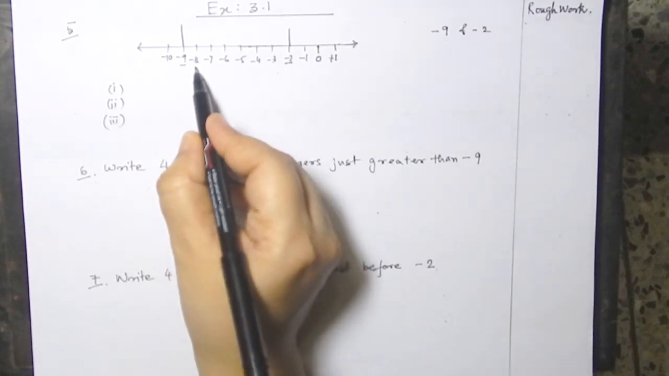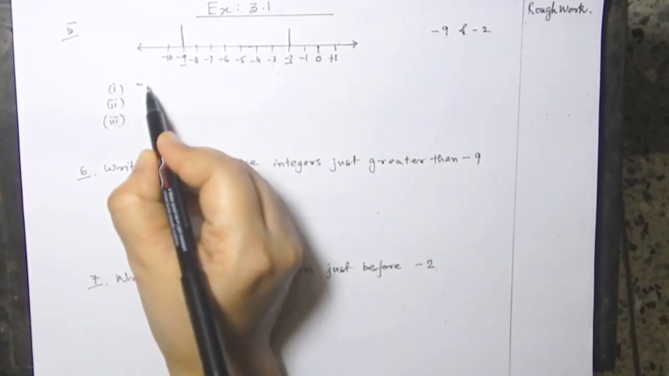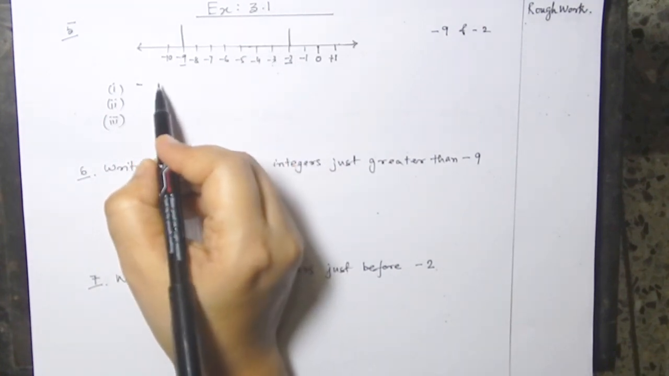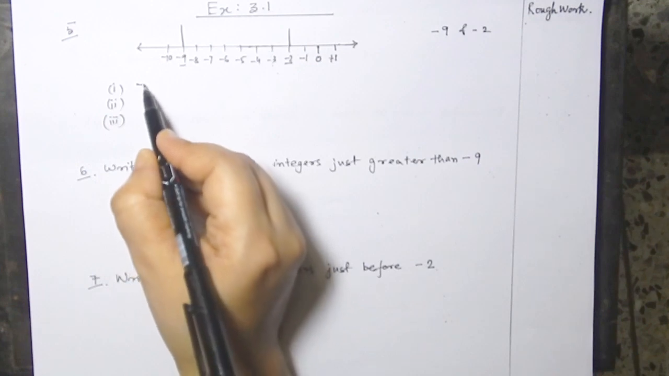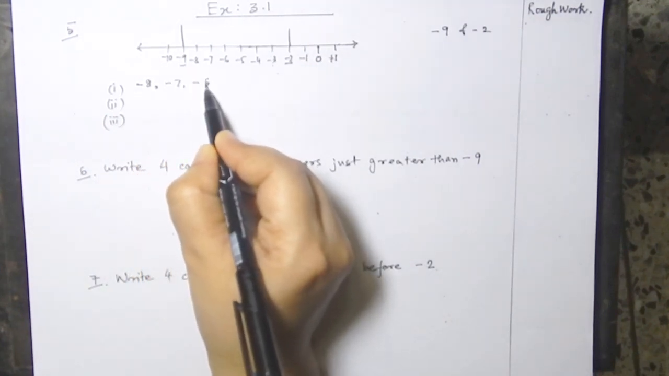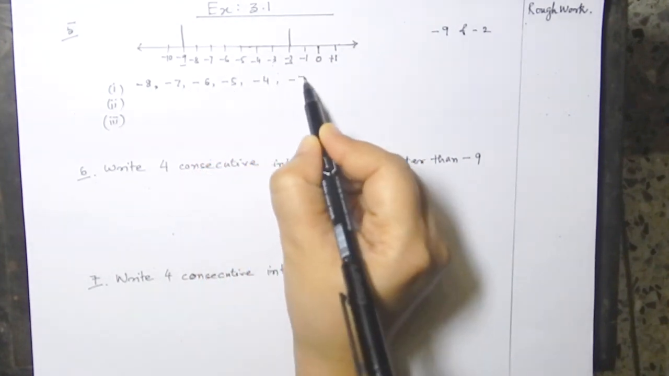So what are the numbers from -8 to -3? You can either write in the ascending order or descending order, both are correct. So I will write from -8 in the ascending order: -7, -6, -5, -4 and -3.